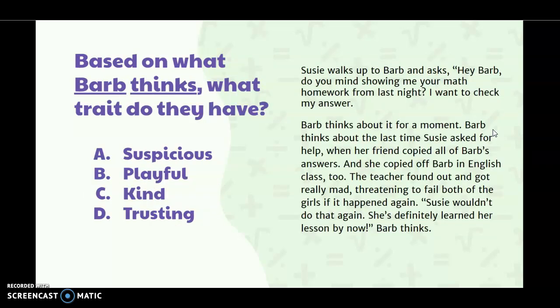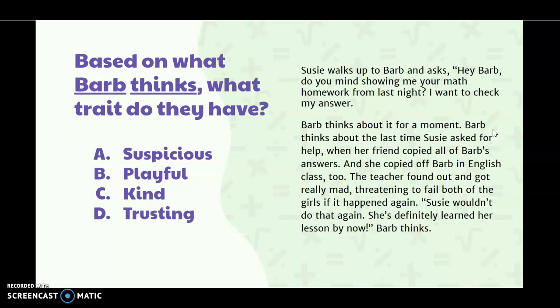All right, so for this scenario, you're going to look at what Barb thinks. So what's going on in her mind? Susie walks up to Barb and asks, "Hey Barb, do you mind showing me your math homework from last night? I want to check my answer." Barb thinks about it for a moment. Barb thinks about the last time Susie asked for help, when her friend copied all of Barb's answers. And she copied off of Barb in English class too. The teacher found out and got really mad, threatening to fail both of the girls if it happened again. Susie wouldn't do that again. She's definitely learned her lesson by now, Barb thinks.